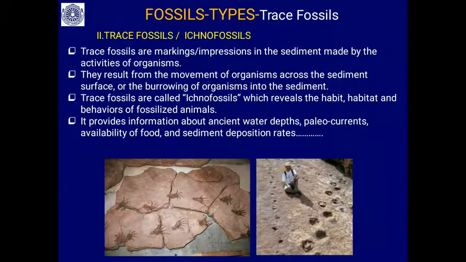Trace fossils are called ichnofossils, which reveal the habitat and behavior of the fossilized animals, whether it is a herbivore, carnivore, whether the animals are fighting. So all these details we can get by studying the footprints. So here you can see the footprints of dinosaurs.